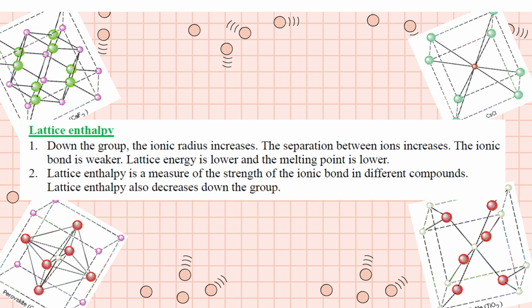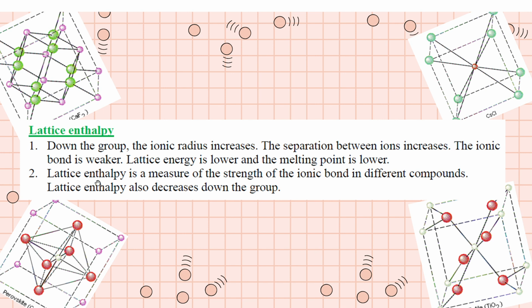So lattice enthalpy is another concept. It is how much energy is required to break the solid ionic compound and separate it into gaseous ions. Down the group, the ionic radius increases, so the ions are separated more, so the attraction between them is weaker. So the lattice energy, the energy required to break the bond, is lower, and the melting point is lower too. And the definition of lattice energy comes on the next page, from the data booklet.